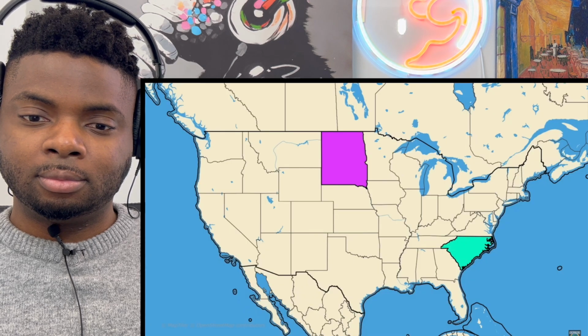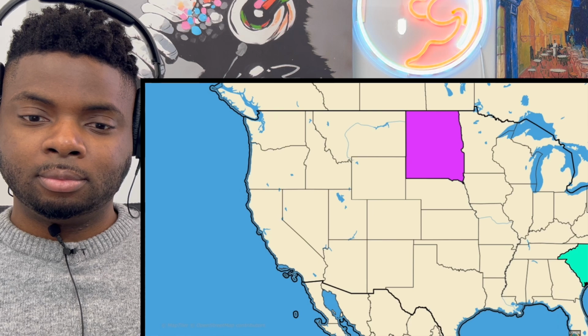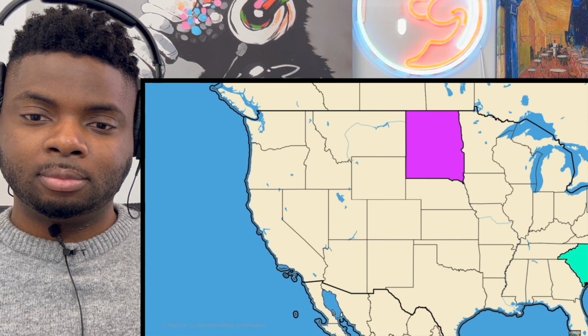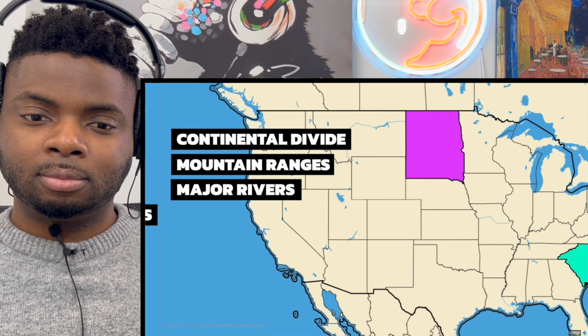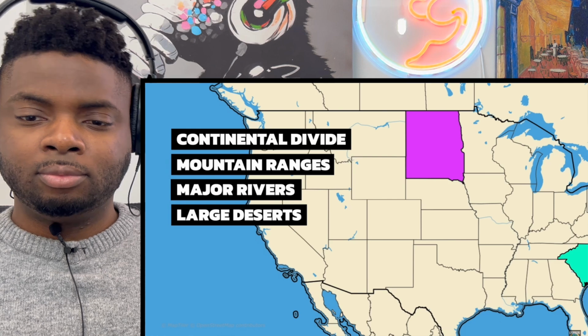The United States has some wacky borders, mostly in the western half of the country. So we're going to chop all of these states up and break them apart, largely along natural features. This means using the Continental Divide, mountain ranges, rivers, and deserts to make these new borders, mostly in that order. So let's get to it.